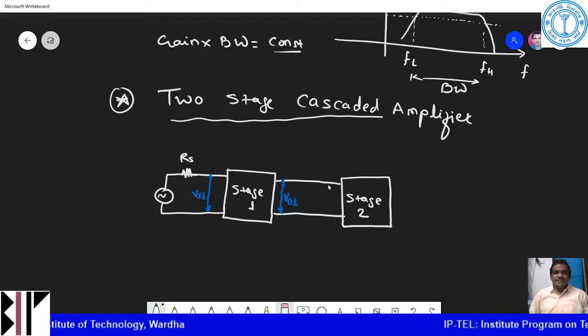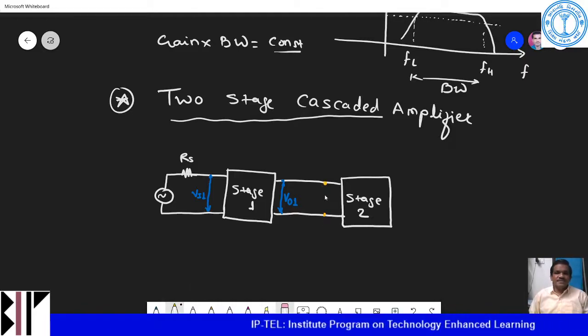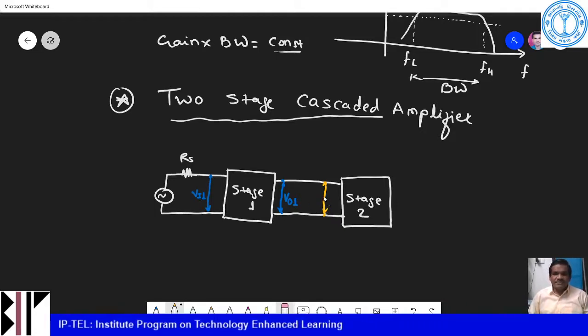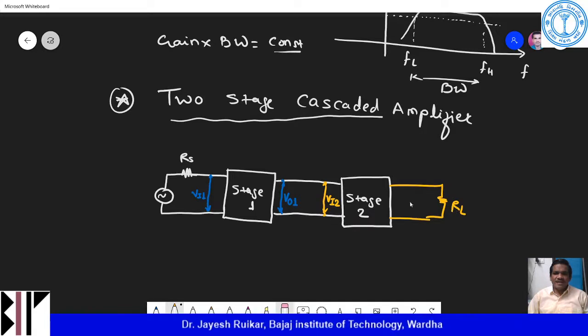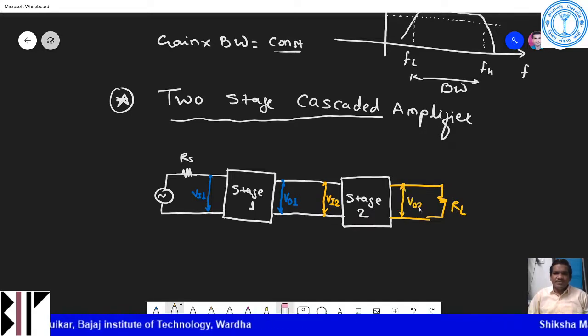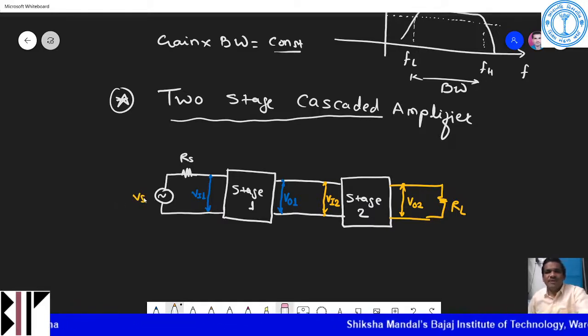Likewise we have mentioned the input to the first stage as Vi1. Here I will mention the input to the second stage as Vi2, and then I will take the output across a load resistor. I will connect a load resistor, that is RL, and the output across this stage 2 is my VO2. This is my Vs. So this is the block diagram of a two-stage amplifier.